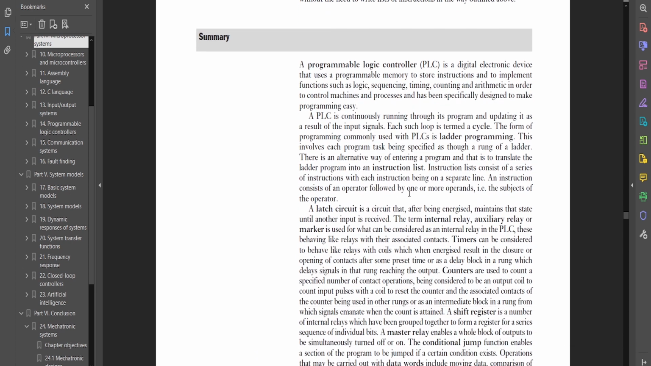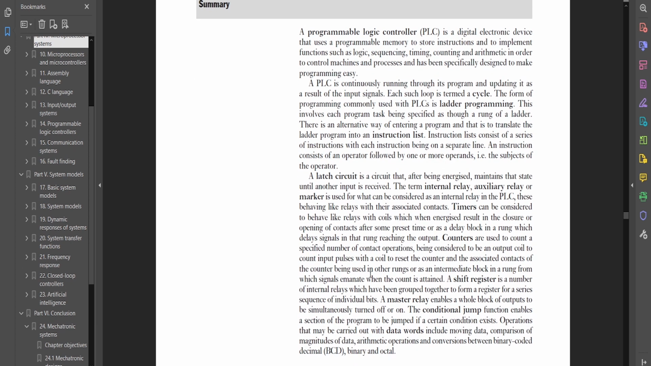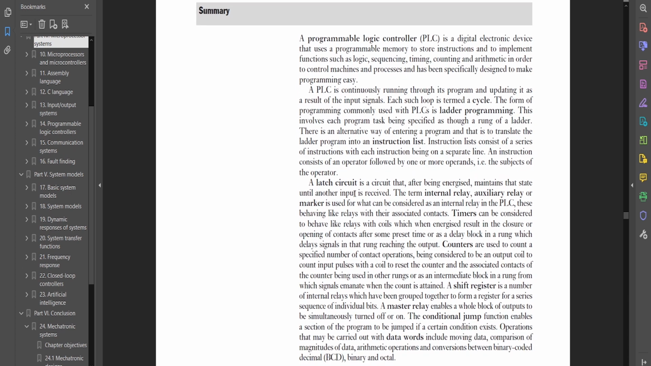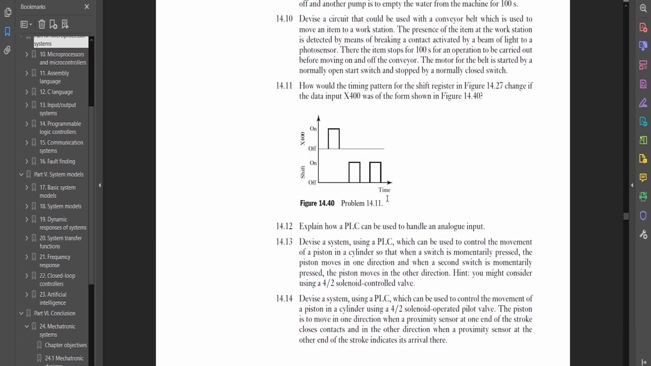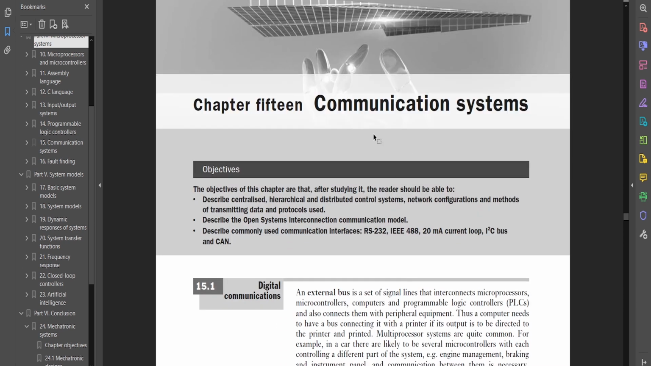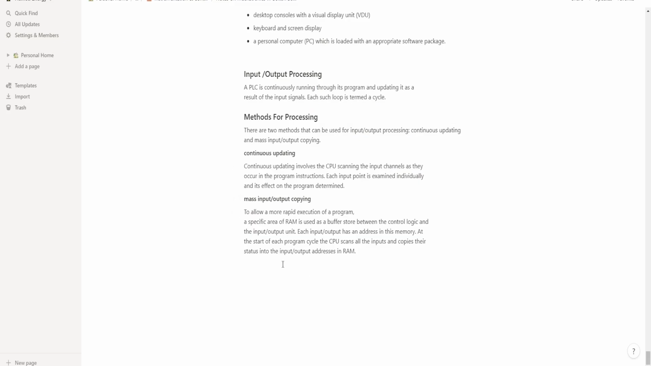Okay. Summary. One thing you could do as well is you could just read the summary of each chapter, and that would probably give you a decent overview. Maybe we'll do that on the next book. But again, I suppose it depends on how well written the summary is. Alright, so chapter 15, communication systems. Okay.